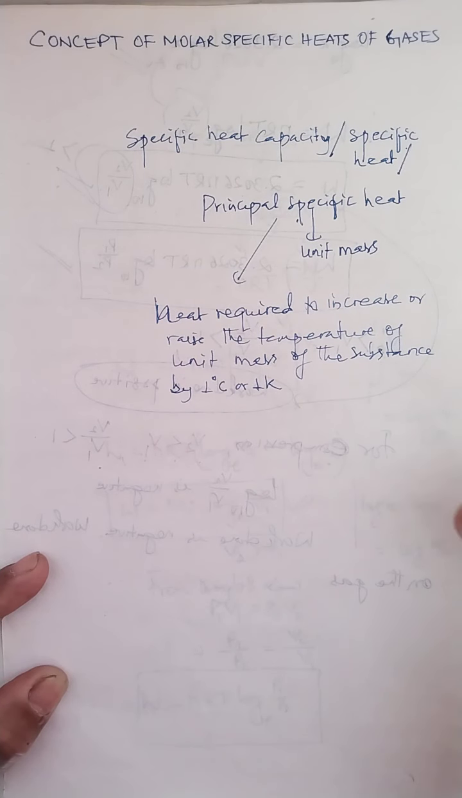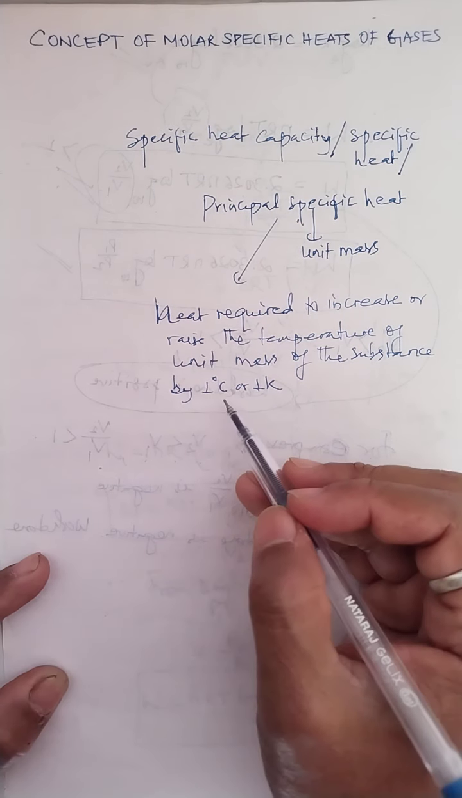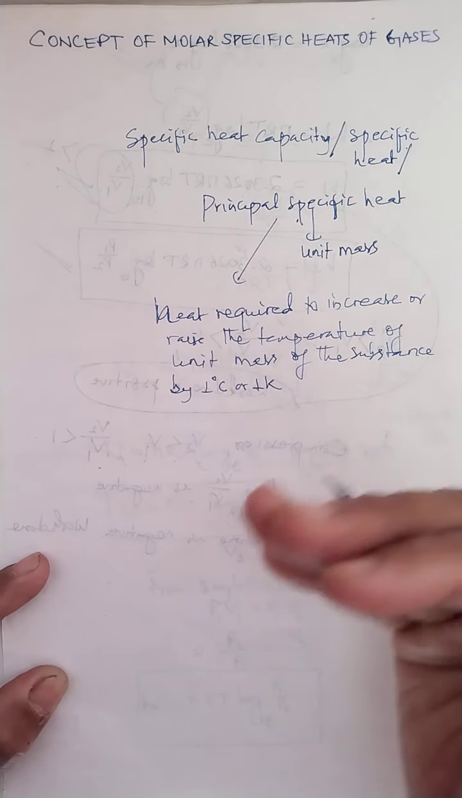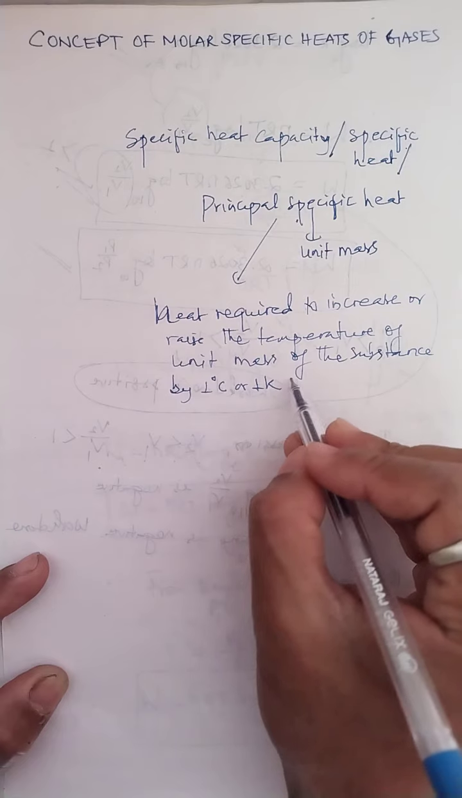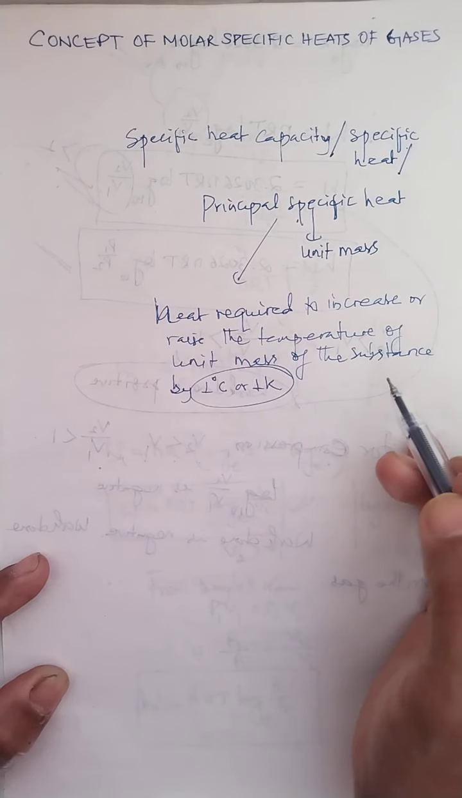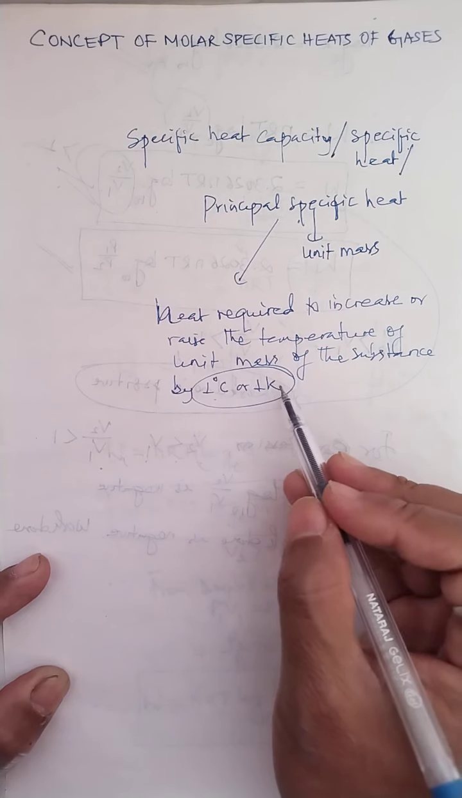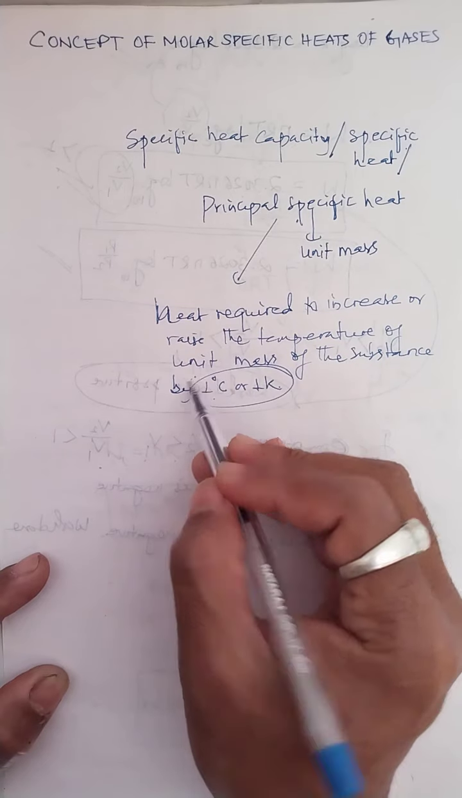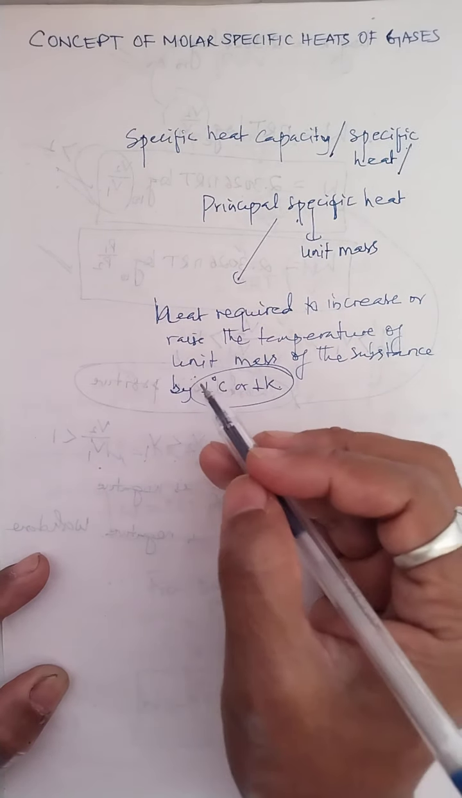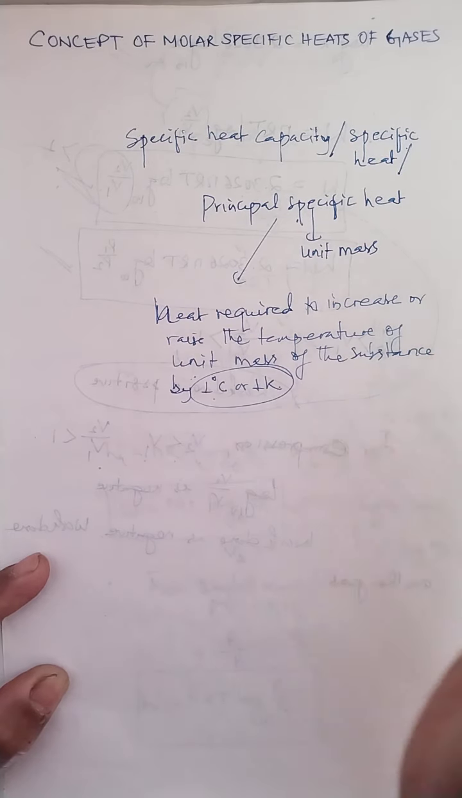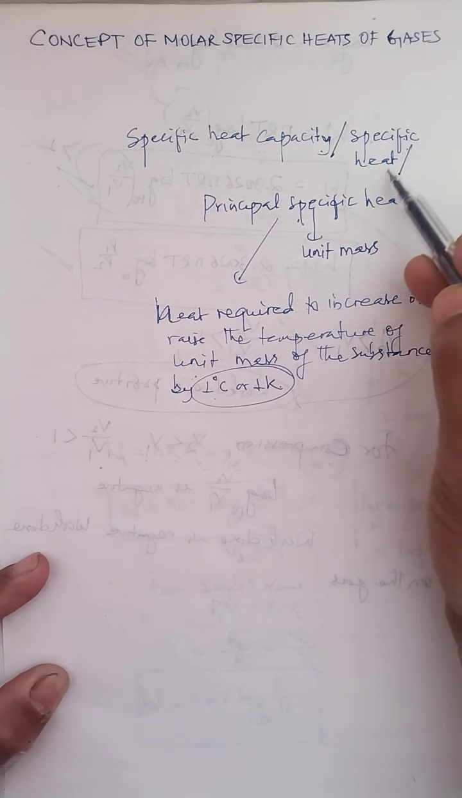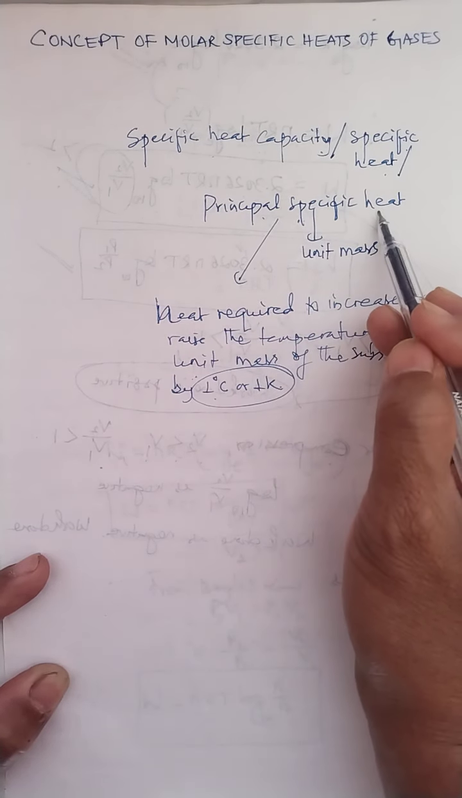Because children, you know that for any substance, an equal rise in temperature in degree Celsius and in Kelvin is always the same. That's why if a substance's temperature is to be raised by 1 degree Celsius or 1 Kelvin, the amount of heat required to raise the temperature of unit mass, which means 1 gram or 1 kg and so on, is called specific heat capacity, or simply specific heat, or principal specific heat of a substance.